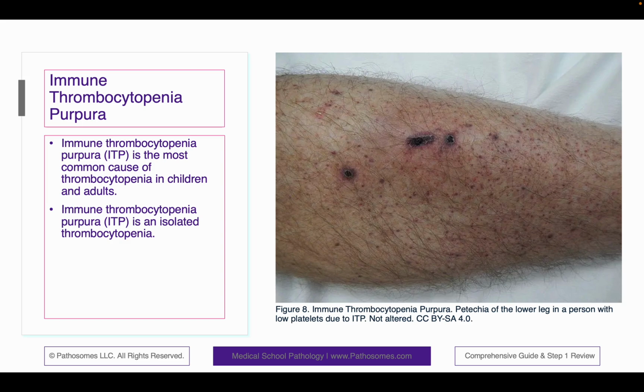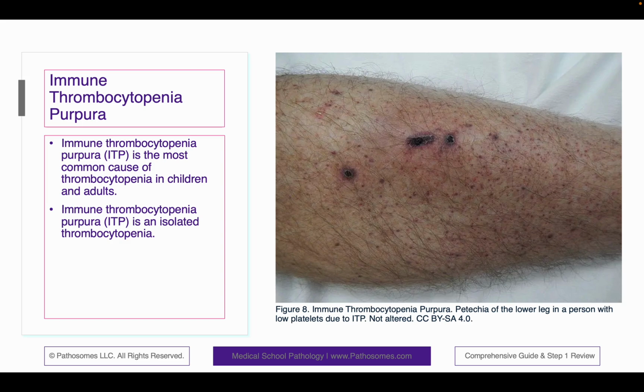Immune thrombocytopenia purpura is the most common cause of thrombocytopenia in children and adults. So it should be high on your differential when you're walking around the clinic with your little notepad, you're helping out, you're giving the attending notes, right? They'll smile upon you and think that you're super smart if you have immune thrombocytopenia purpura on your differential when you see skin like this, right? Tuck that one in the back.